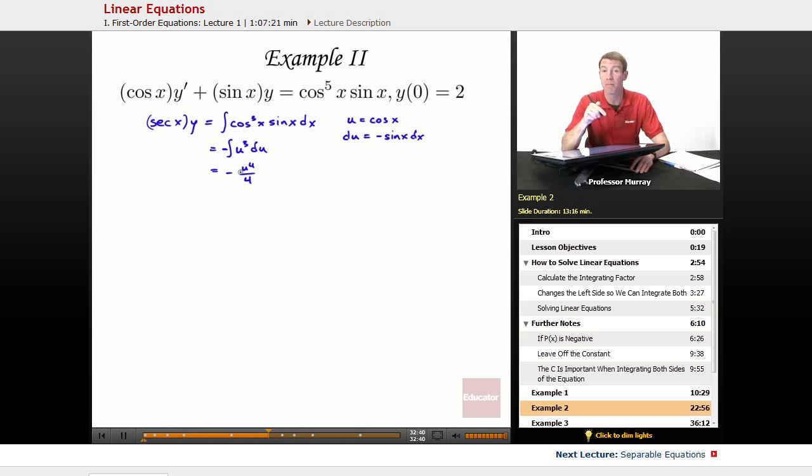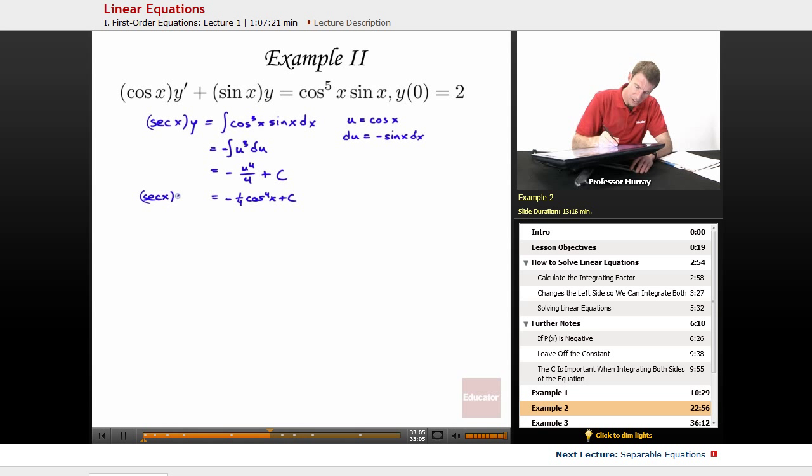Now, I just did my integration. Now is when I have to add a constant. So it's very important that I add it right now. Negative u to the fourth over 4, which is negative 1/4 times, changing u back into cosine x, cosine to the fourth x, plus a constant. This is still equal to secant x times y.